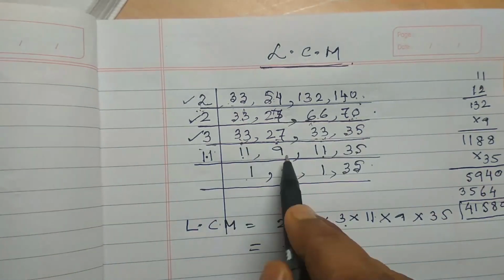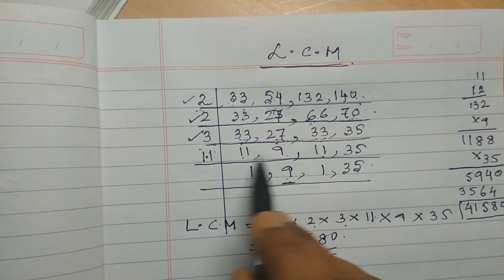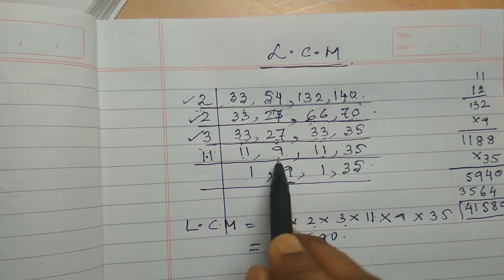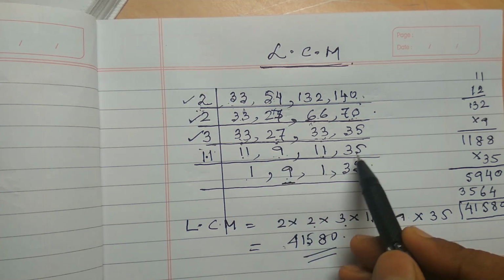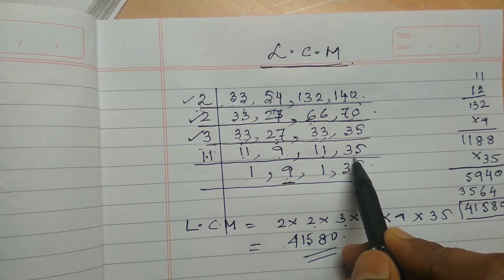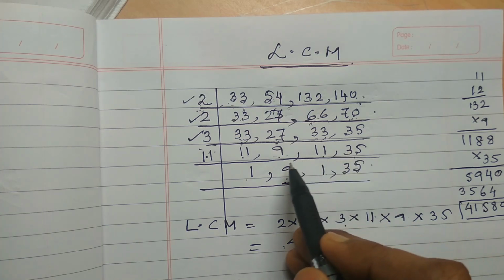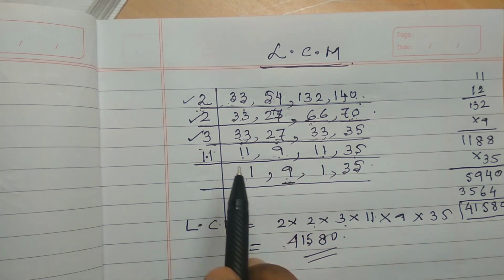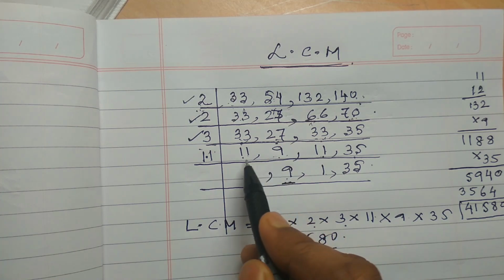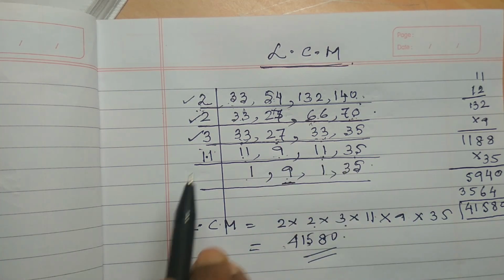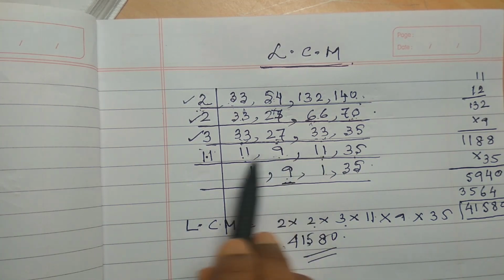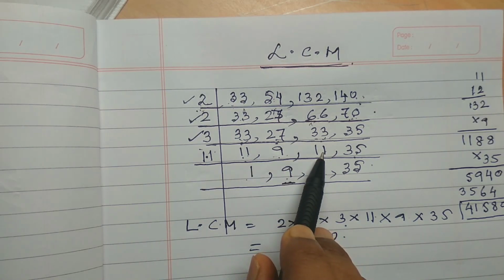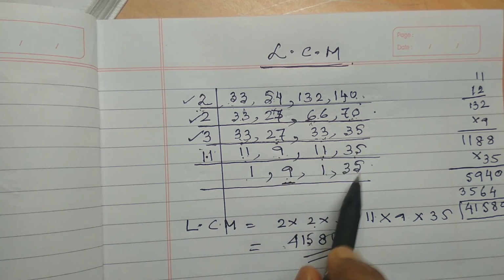Next in this, I can't use 3 because by 3 only 9 is divisible. I can't use 7 because that will divide only 35, or 5 because that too. So only one term is divisible by 3 or 5 or 7. So I will not use that number. Instead, at least 2 terms should be divisible by a number, meaning a common factor for any 2 terms. So that is 11. This 11 is divisible, this 11 is also divisible by 11. So I will write it here, and 9 and 35 as it is.